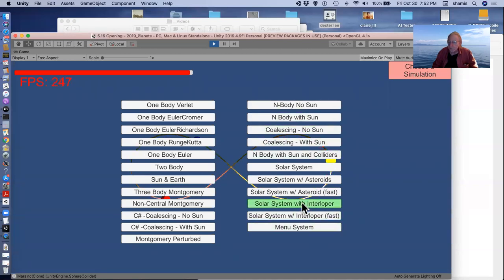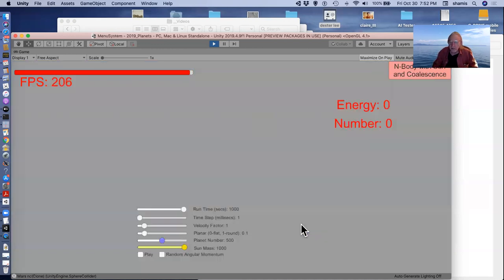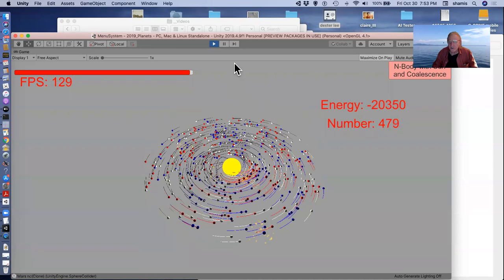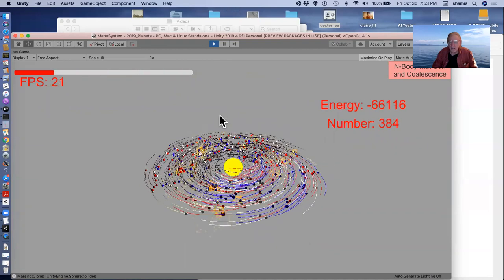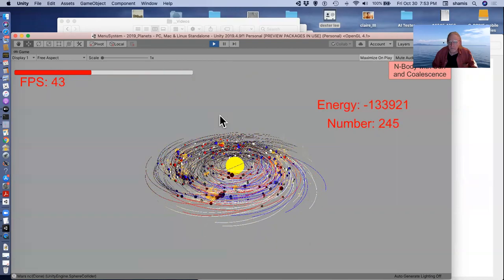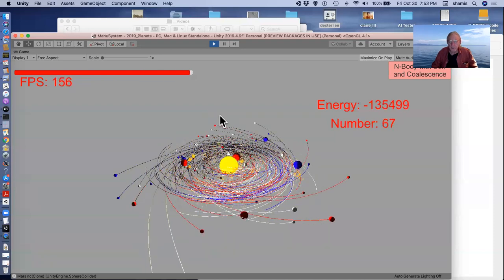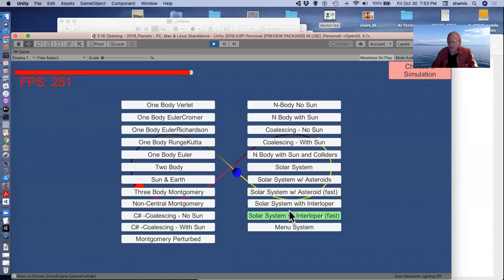There's a situation where we see what happens to the solar system if another star comes by too close. And there's also a menu system that lets you set up the different parameters. You can set the velocity, how many planets there are, what the sun mass is, and when you're ready, you press play, and it goes ahead and makes a little solar system of that ilk. So all this is very cool, and I'll let you play with these.